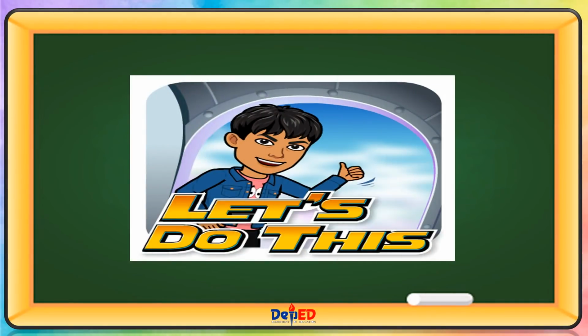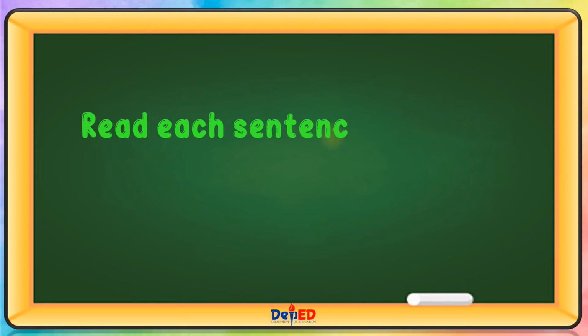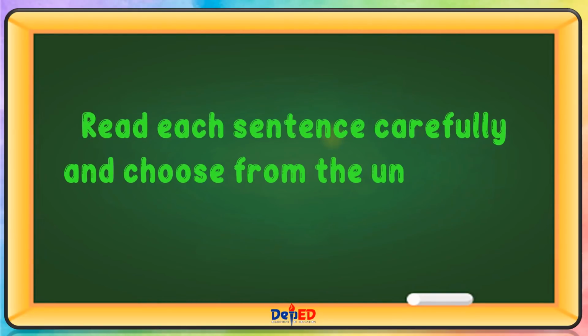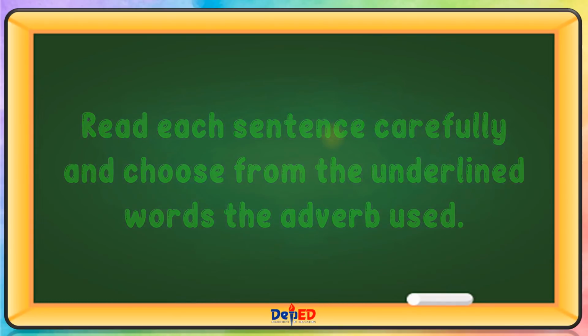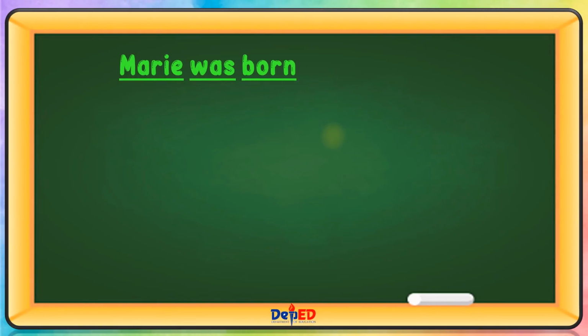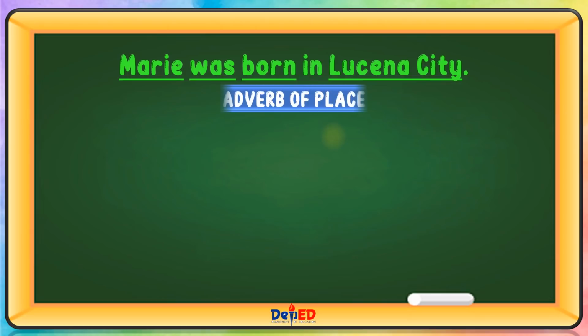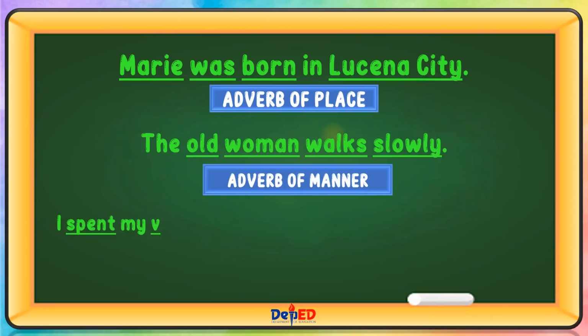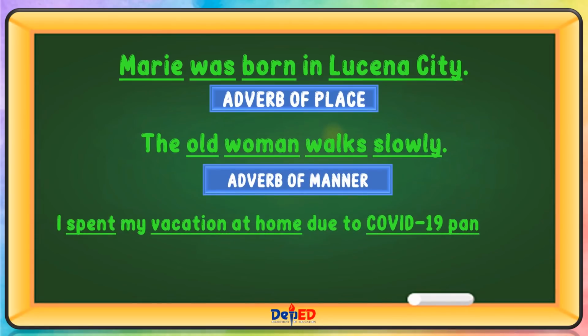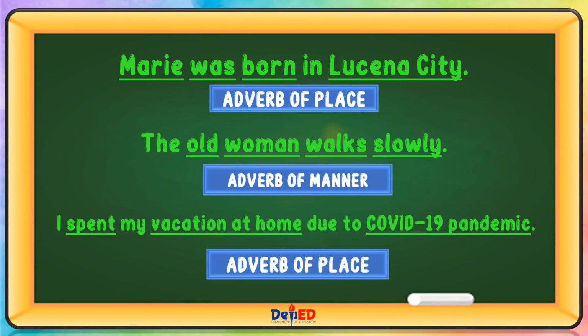Let's do this. Read each sentence carefully and choose from the underlined words the adverbs used. Marie was born in Lucena City. This is an adverb of place. The old woman walks slowly. This is adverb of manner. I spent my vacation at home due to COVID-19 pandemic. This is an adverb of place.